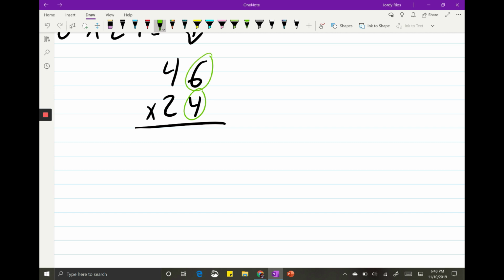So 4 times 6, okay? I'm going to write that down. 4 times 6, because my 4 and my 6 are in the ones place value, right? So I'm multiplying 4 times 6. 4 times 6 is 24, okay? I know that. Now, the next one I'm going to do is 4 times this other 4 right here.